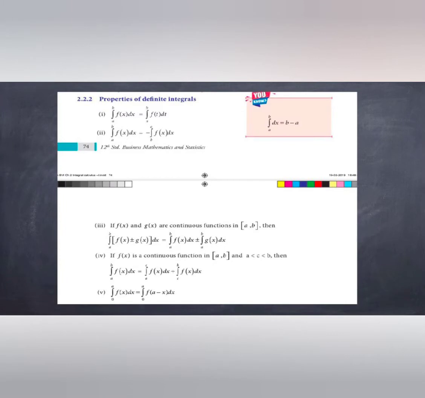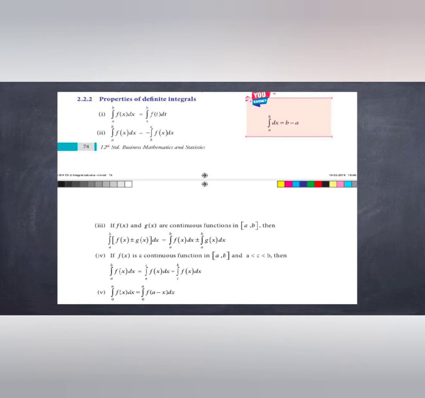First property, integral a to b f of x dx is equal to integral a to b f of t dt. You can see that integral a to b dx is equal to b minus a, that is upper limit minus lower limit. Second property, integral a to b f of x dx is equal to minus integral b to a f of x dx. That is, when the limits are interchanged, the sign will also be changed. If it is plus, it will be minus.